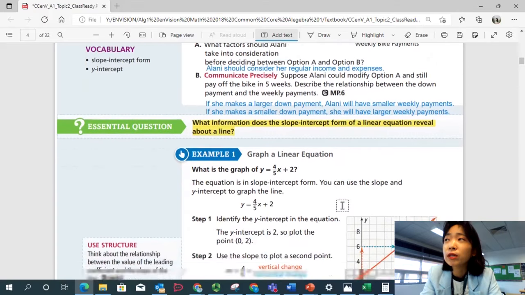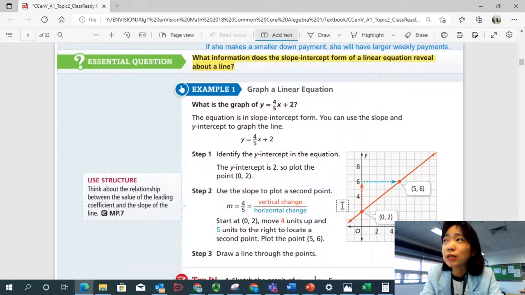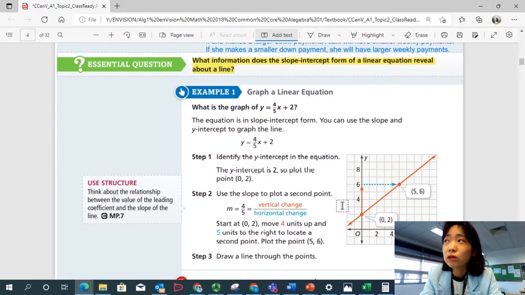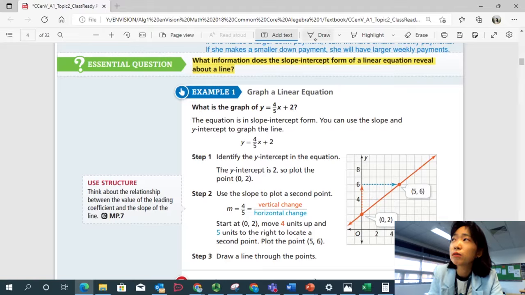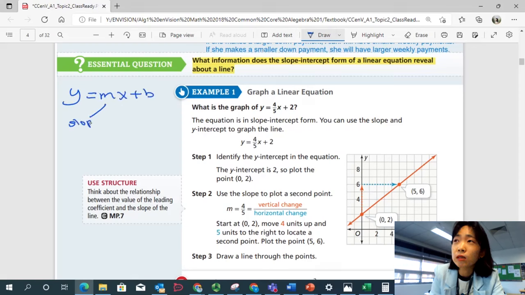So for the first example, graph a linear equation. What is the graph of y equals 4 over 5x plus 2? The equation is in slope-intercept form. So if you are not familiar with slope-intercept form, it is y equals mx plus b, where m is the slope and b is your y-intercept.